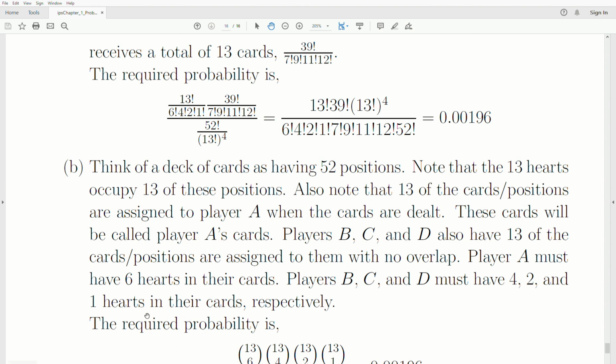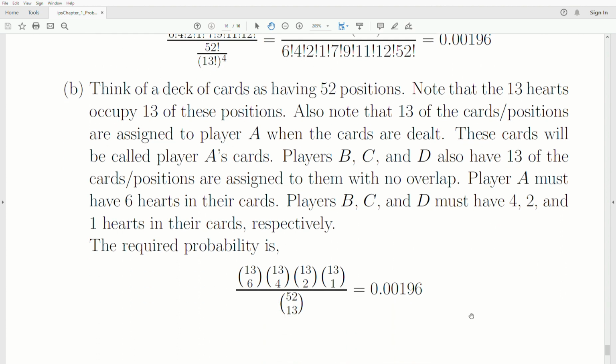Now, player A must have 6 hearts in their cards, right? Because we're trying to find the probability that player A has 6 hearts, player B has 4, C has 2, and D has 1. So put 6 hearts in their positions. And players B, C, and D must have 4 hearts, 2 hearts, and 1 heart in their respective cards or their positions in that deck. So now the required probability is this.